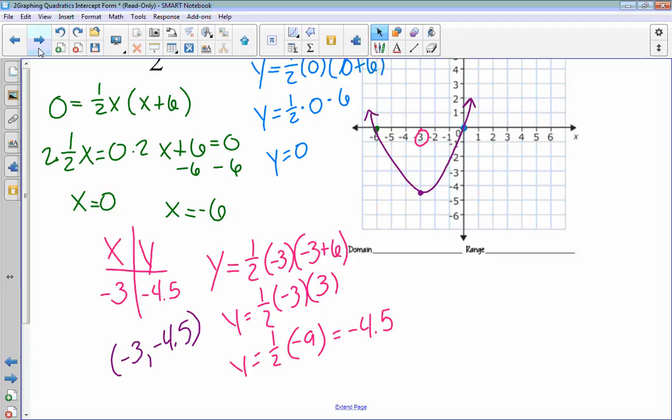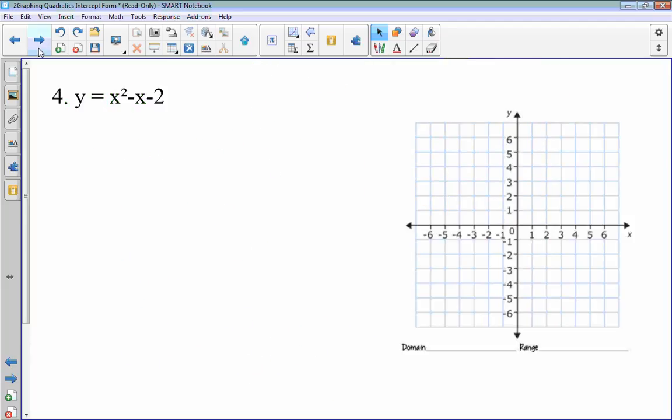All right, this is going to be our last example. You'll notice that this is written in standard form, y equals ax squared plus bx plus c. So what I need to do here is actually factor to find my roots.